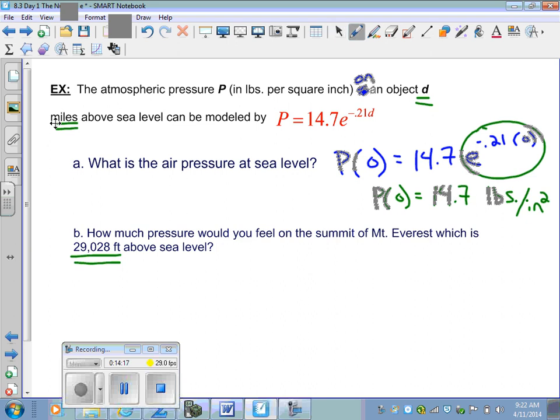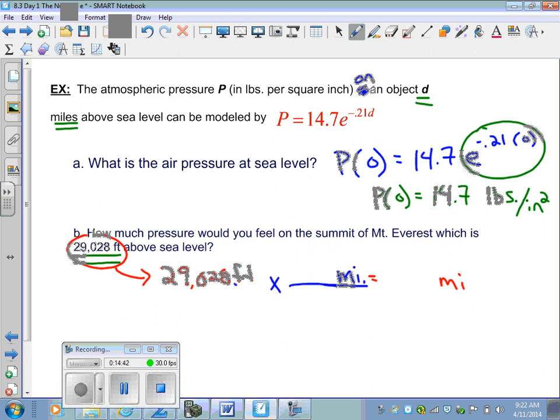I'm going to take my 29,028 feet, and I know I want to end up in miles. So I'm going to do what we call dimensional analysis. I know I'm going to multiply by some conversion factor. I want to introduce miles. I'm going to make a little fraction here. I want to introduce miles in the numerator, and I want to cancel out this feet. So I need feet down below.